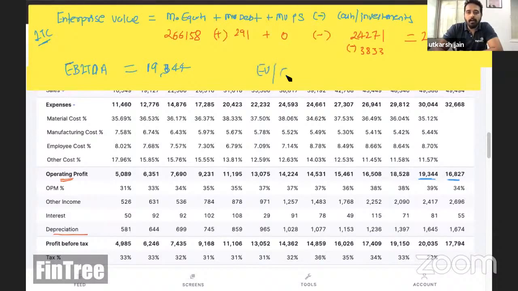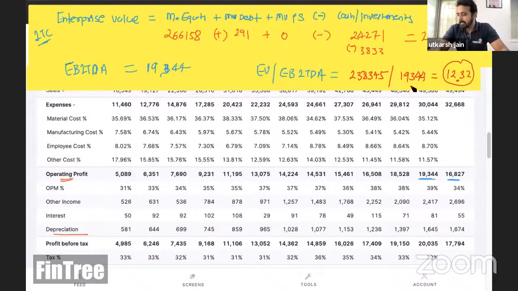And there you go. We do have our EV by EBITDA multiple ready. What is that EV by EBITDA multiple? It would be 238,345 divided by 19,344. Can you please help me with the calculation here? 238,345 divided by 19,344. So we're looking at a multiple of 12.32. So that is the EV by EBITDA multiple.